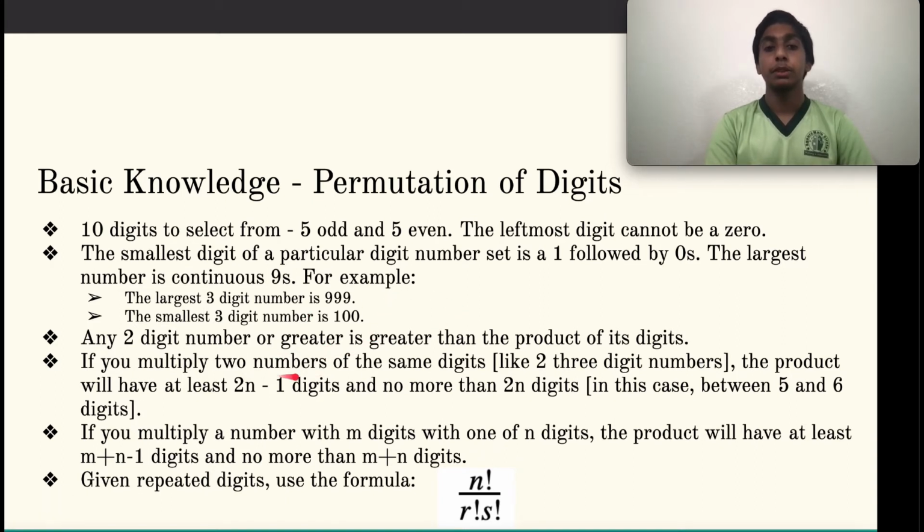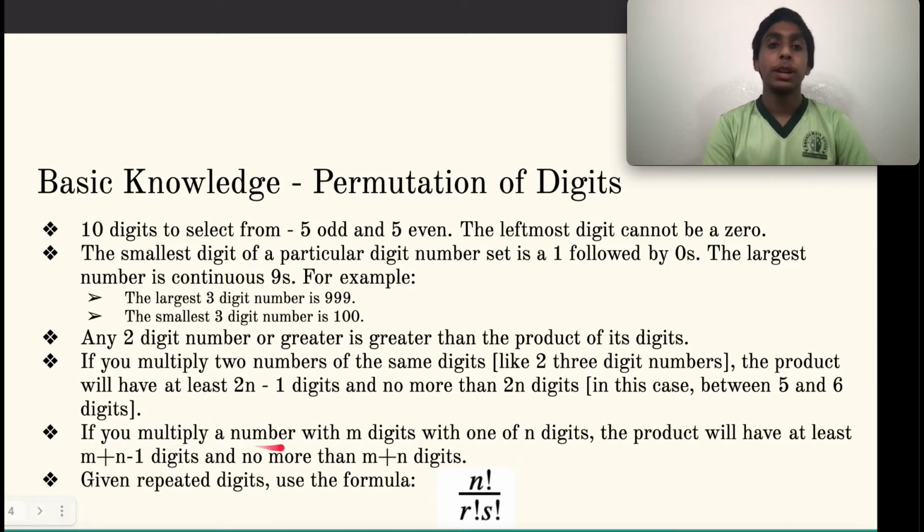If you multiply 2 numbers of the same number of digits, like 2 3-digit numbers, the product will have at least 2n minus 1 digits and no more than 2n digits. So if I'm multiplying 2 3-digit numbers, I should have at least 5 digits, but no more than 6 digits. This is just a quick trick you can use to make sure, oh, am I doing my multiplication correctly, or am I making a mistake somewhere? These tricks will help you make sure that you're on the right track.